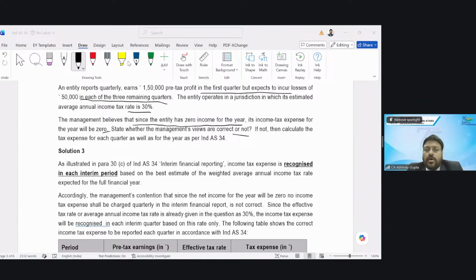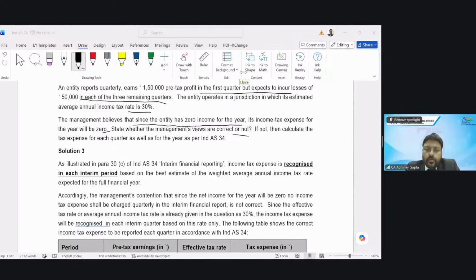Correct. So management is not right in this view. Why? Because we cannot say that because we are earning zero profits by the year end, we don't have any tax liabilities in the quarters as well, right? So we cannot say so. Each quarter is an individual reporting period. And if in that quarter we have income, the income tax expense is required to be calculated, correct? So each quarter has to be treated as an individual reporting period. So now, what is your answer on this?